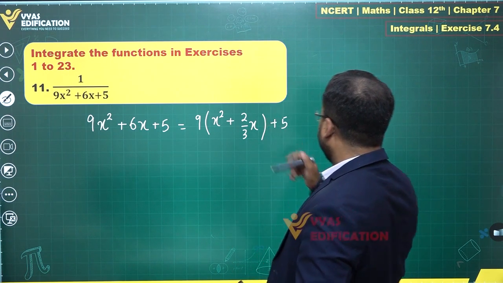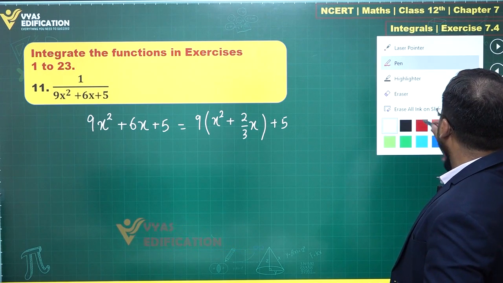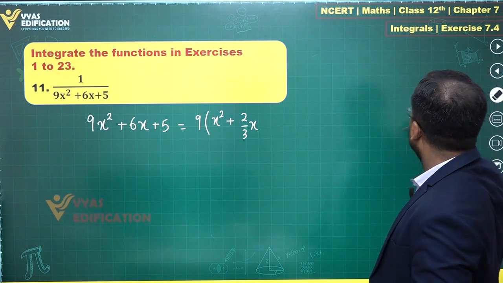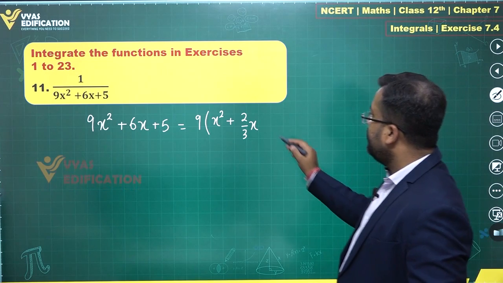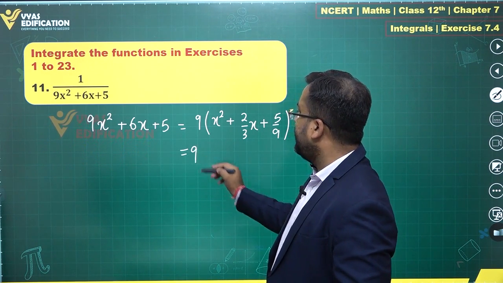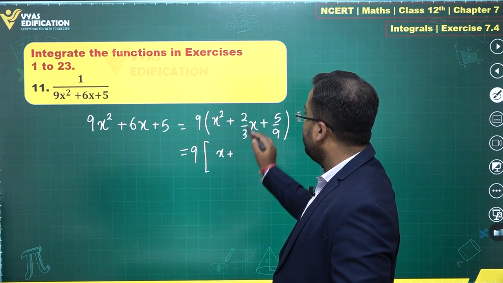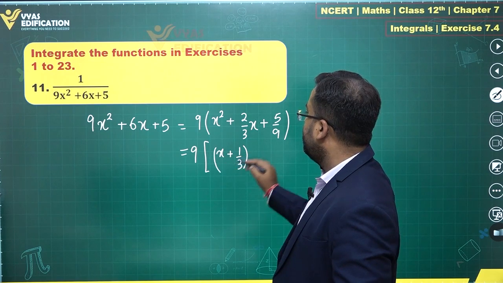Okay, we can take that 9 common from this 5 term as well. So what we'll do is, let's write it in this manner so that that 9 can be taken out directly. This is 5 by 9 over here. Right. This simplifies to 9, okay. And in the bracket, what do you get? x plus half of this, which is 1 by 3, squared.